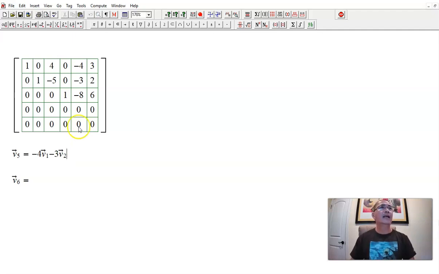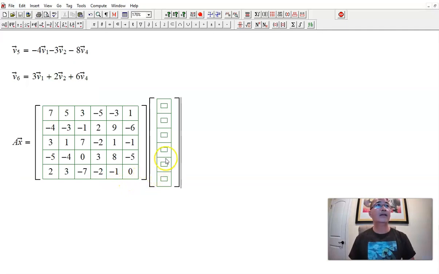Put an arrow here. Be careful with the minus 8. The minus 8 corresponds to this leading 1, which is in column 4. So that is minus 8 times v4. Okay, always look who is the leading one corresponding to each of these coefficients. Okay, so for v6, we got 3 corresponding to column 1, 3v1, and we have 2 corresponding to column 2, so 2v2, and 6 again corresponding to v4, not v3, but v4, plus 6 times v4.